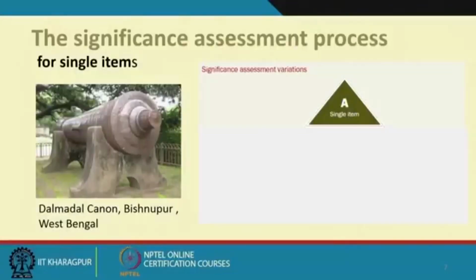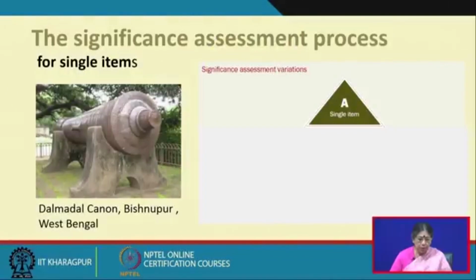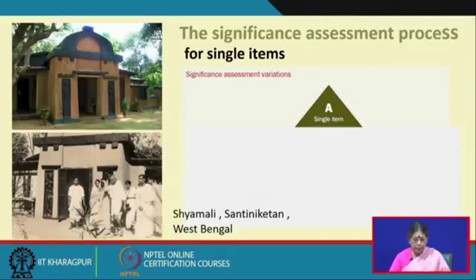Another example is a cannon. It is in Bishnupur, the Dalmadal cannon. It is now positioned near the terracotta temples of Bishnupur. It also has a historical significance because it helped the kingdom there to win battles and to protect themselves. It has a lot of historical significance, this piece of weapon which is placed there. And so, this is again an example of a single object.